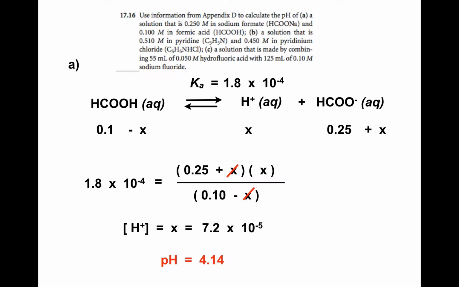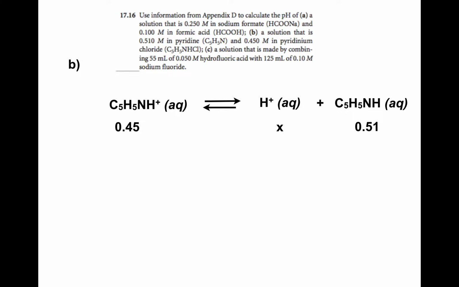So it's the same with B, a solution where you've got 0.51 molar pyridine and 0.45 molar pyridinium chloride. That's a tough one. What you've got here is a weak base and its conjugate acid. So I turned it around. I talked about the weak acid and its conjugate base. We could do it either way.